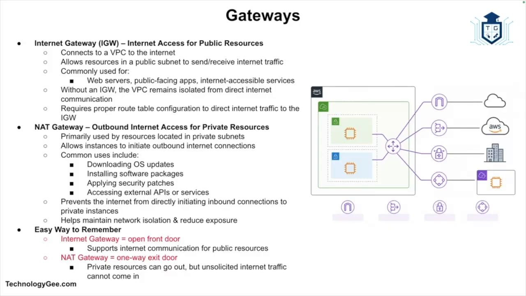And without it, your VPC is completely isolated. A NAT Gateway, or a Network Address Translation Gateway, on the other hand, is used for private subnets, and it allows instances in private subnets to access the internet to where they can go search for updates and patches without being directly exposed to incoming traffic.